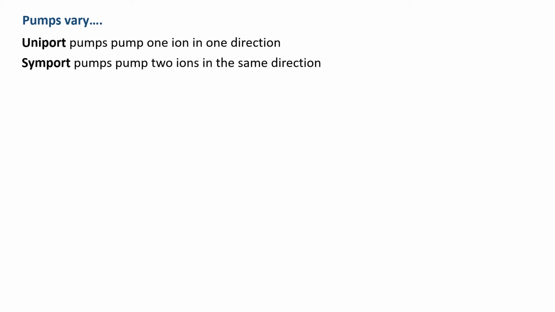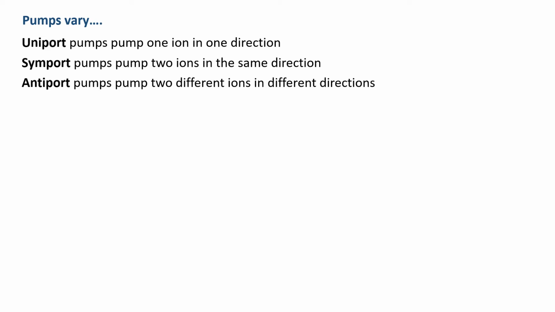Pumps vary. We have pumps that pump one ion in one direction. This is a uniport pump. We have pumps that pump two ions in the same direction. That's known as a symport. And we have antiport pumps that pump two different ions in different directions. So one ion will go in one direction, and then it will move another ion in a different direction, both against the gradient.